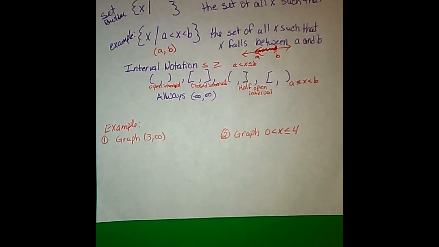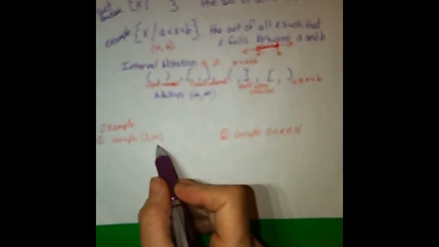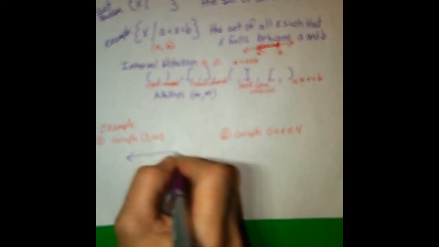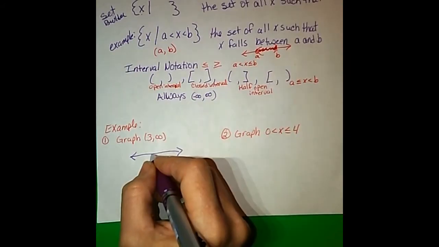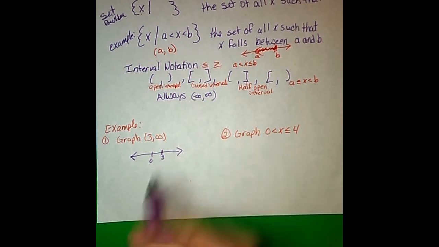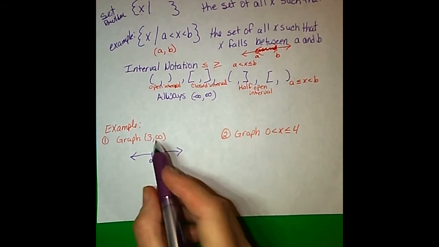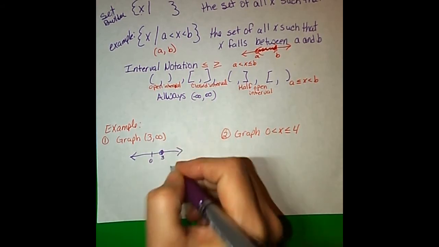Let's do this example 1. Example 1 says graph 3, infinity. And you notice they both have parentheses, which again, infinity always has a parenthesis. So let's graph it. I'm going to put 0 right here. 3 should be about right there because it's a positive 3, right? Everything on this other side of the 0 is going to be negative values. And it's open at 3, so it'll be an open circle.